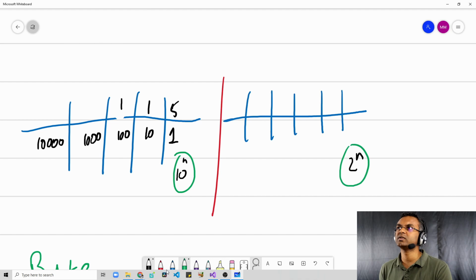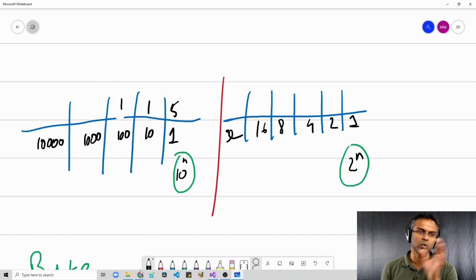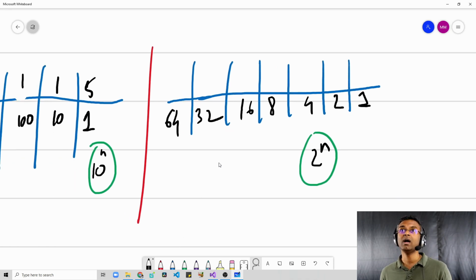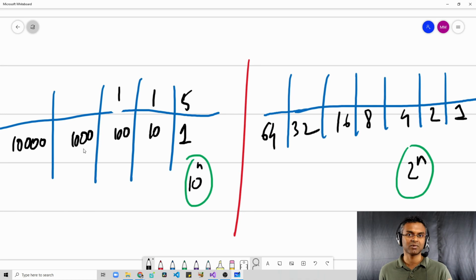So the 0th position would be 2 to the power of 0, which is basically 1, and the first position would be 2 to the power of 1, which is 2, and the second position 2 to the power of 2, which is 4. The third position is 2 to the power of 3, which is 8, and then here it will be 16 and 32, and so on, right? So this is how the places are set in the binary number system: ones, twos, fours, eights, 16s, and so on. Just as we had ones, tens, hundreds, thousands, and so on.